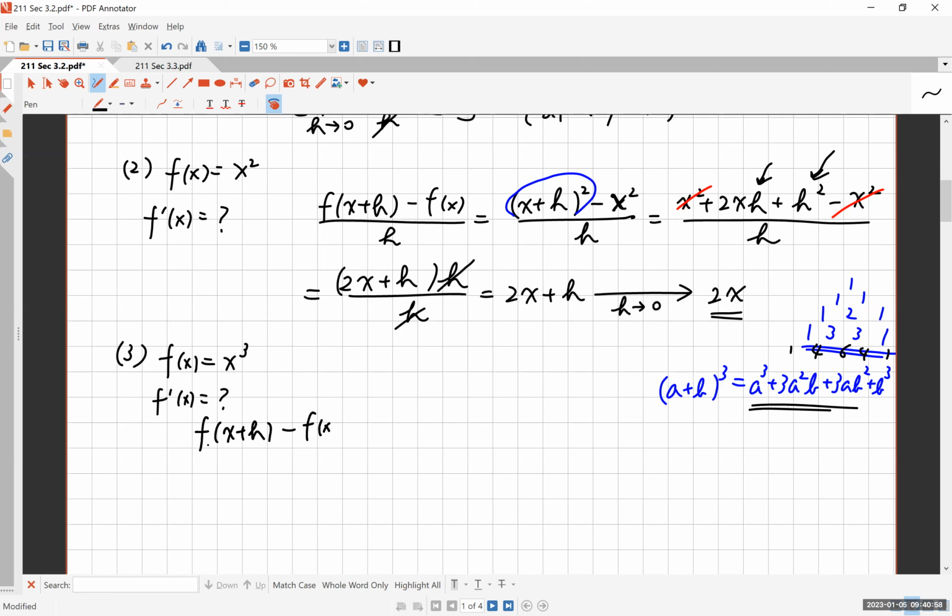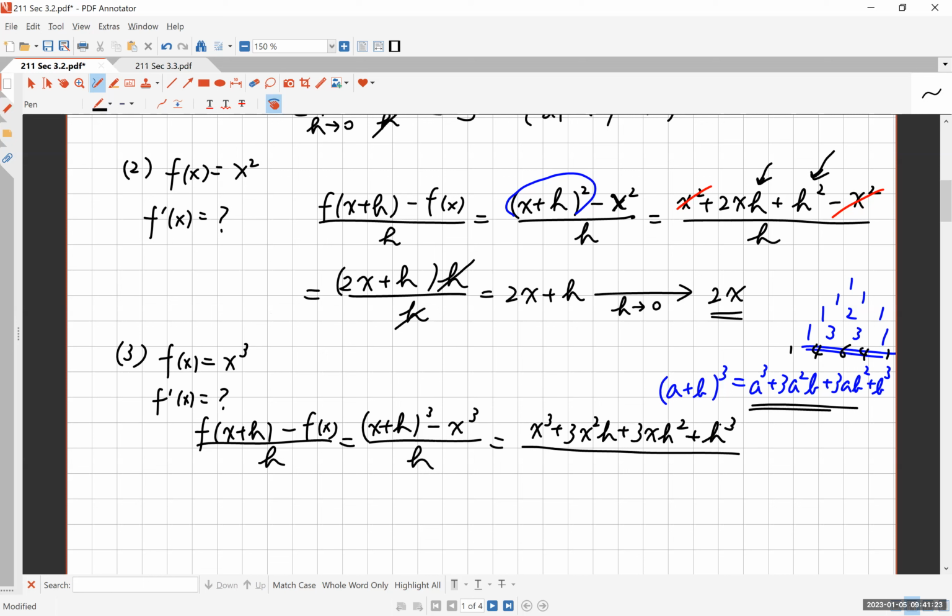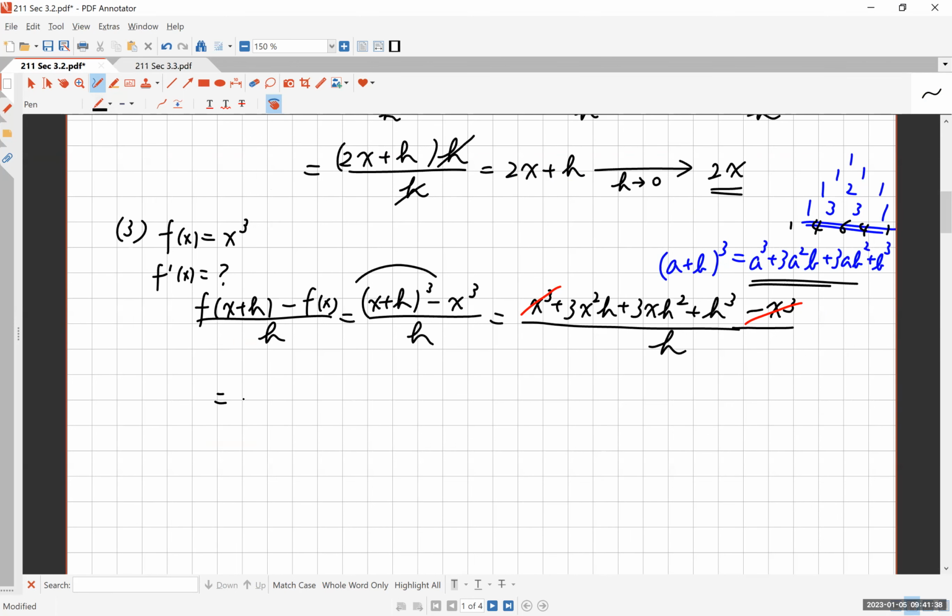I will start with a difference quotient. And so (x plus h) cubed minus x cubed over h. All right, so this is where I'm going to use this binomial theorem. x cubed plus 3x squared h plus 3xh squared plus h cubed, that's this part. And then minus x cubed all over h. Not surprisingly, the first and the last terms cancel each other. Everything else on the top, as you can see, has h. So let's factor out h.